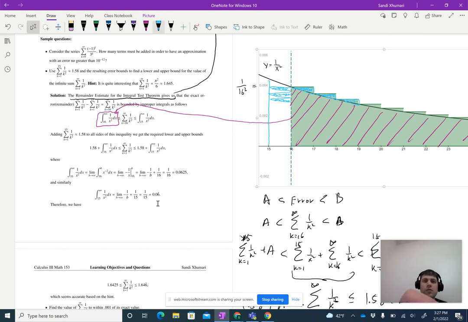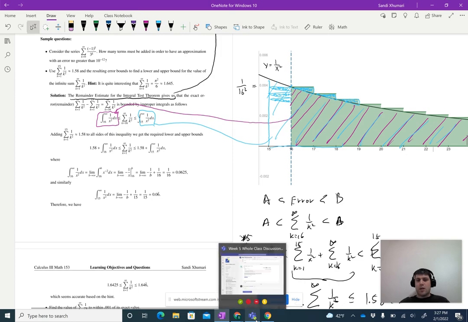So just to recap here, if I think about the full area, the blue area, that will turn into the upper bound, and that would be the full area from 15 to infinity there. Okay, let's see.